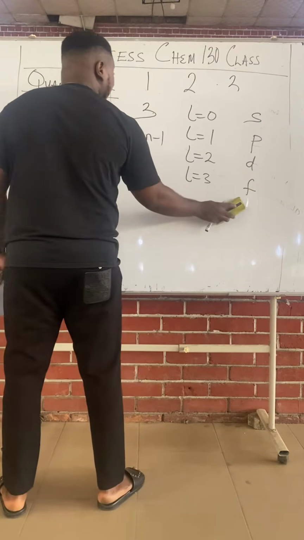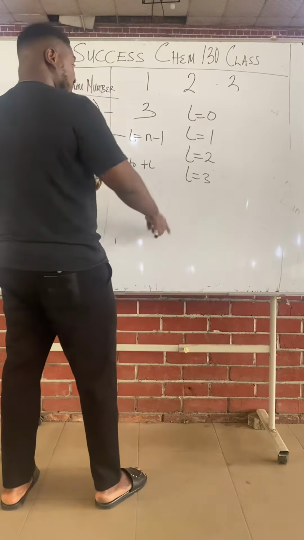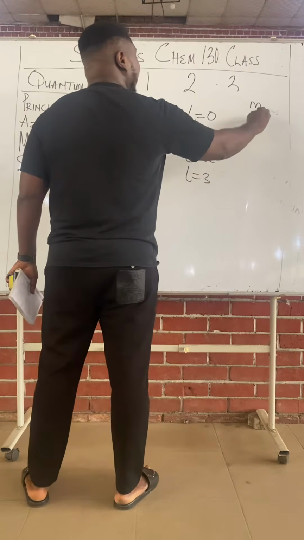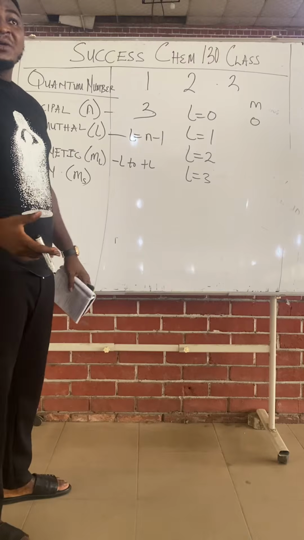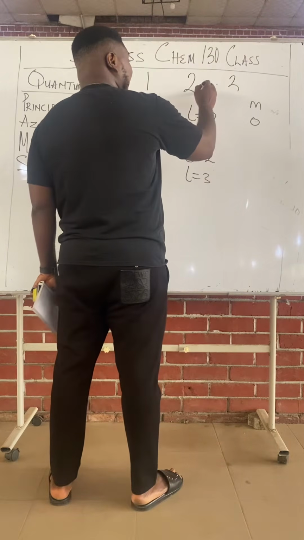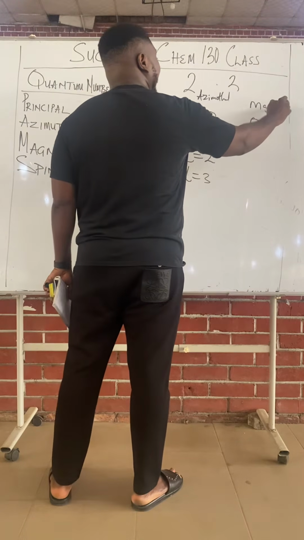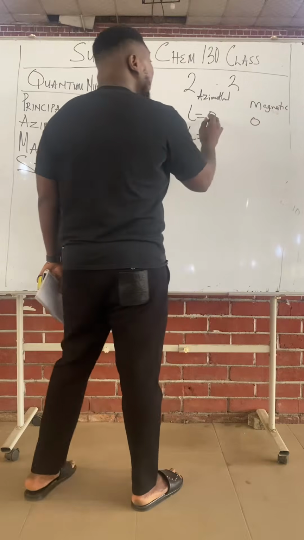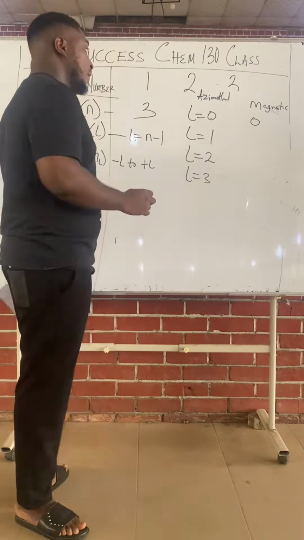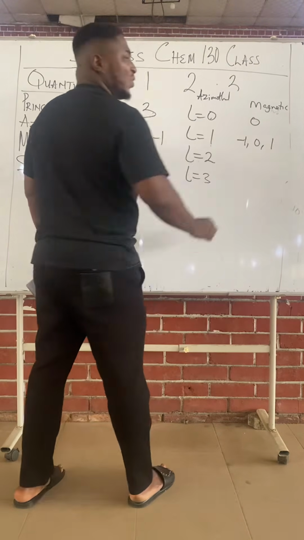Because your azimuthal quantum number, class, so this is azimuthal, right? Now, class, when L is 0, your magnetic is just 0. There's no other number. But when L is 1, so this is azimuthal, and this is magnetic. The lowest possible azimuthal is 0. So when your azimuthal is 0, your magnetic is 0. When your azimuthal is 1, your magnetic can be minus 1, 0, 1.